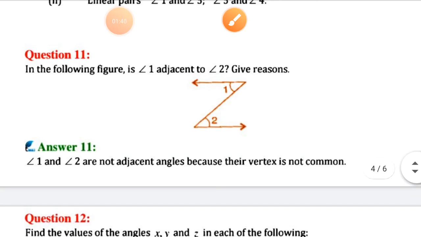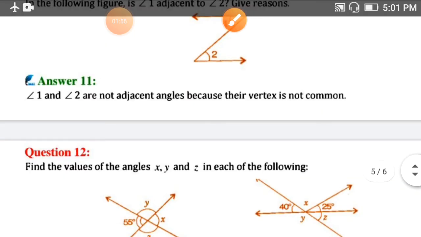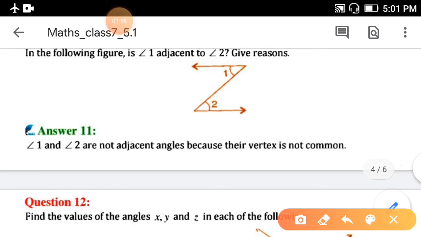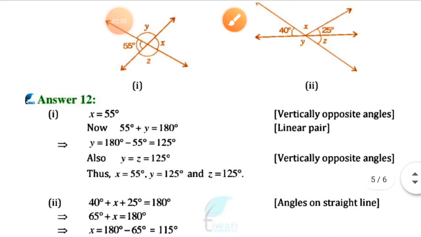Question number 11, in the following figure, is angle 1 adjacent to angle 2? No, both are not adjacent angles. These two angles are known as alternate angles. One of the conditions to make adjacent angles is that their vertex should be common. It is not common here, any of the vertex, that's why.